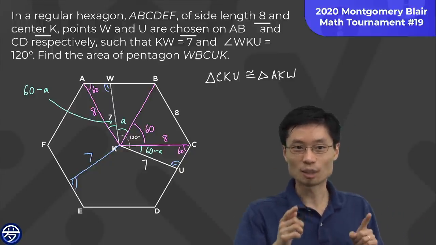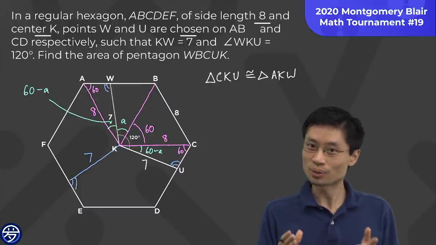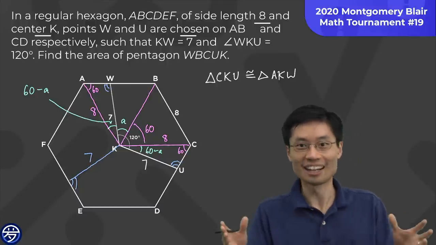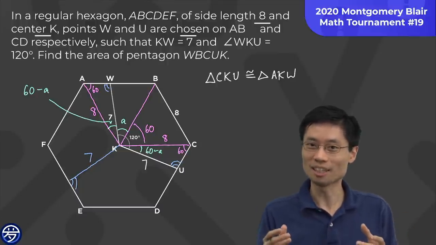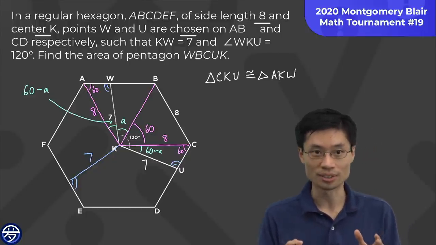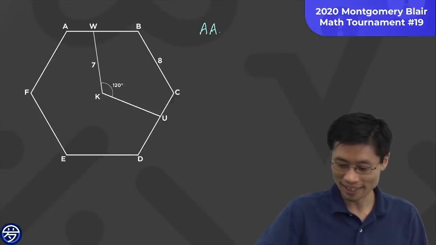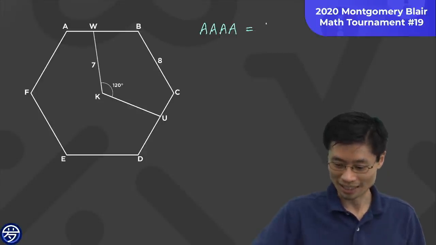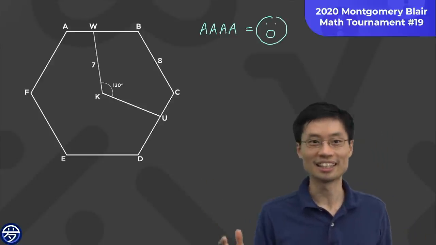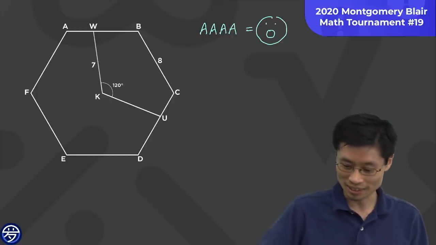Ah, I see that somebody asked, did you just use AAAA congruency? No, you don't. There's no such thing as AAAA congruency. Because actually, if you have all the angles match, let me show you a pair of quadrilaterals. This is what AAAA is. It's useless. It doesn't even give you similarity, right? Because here's an example.